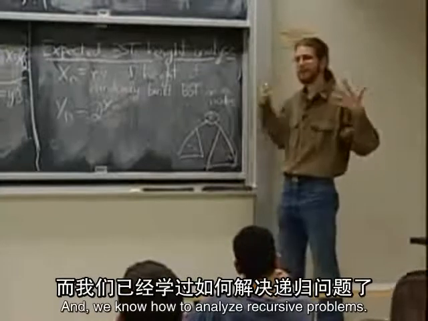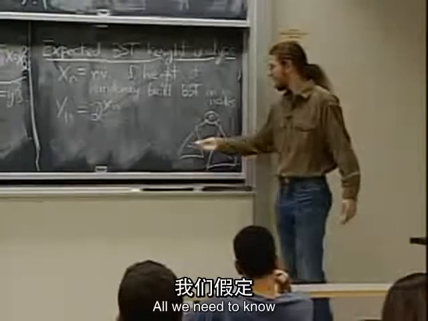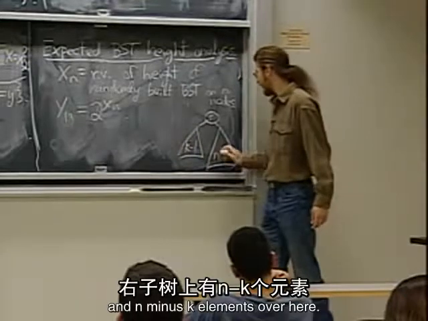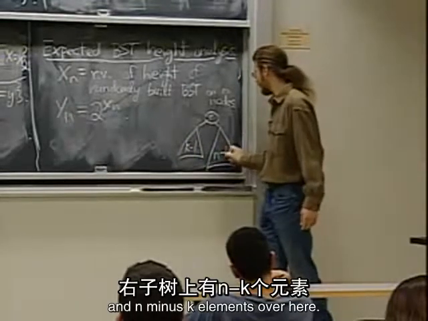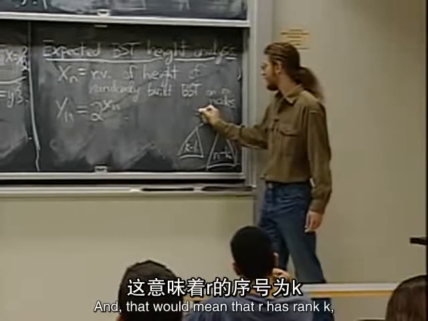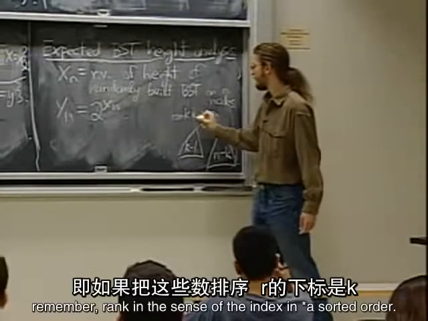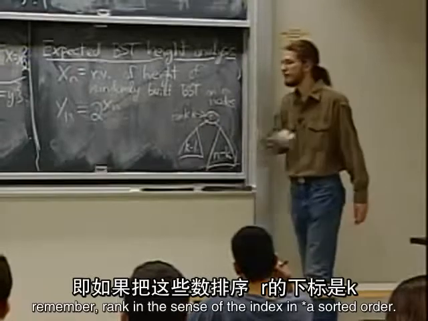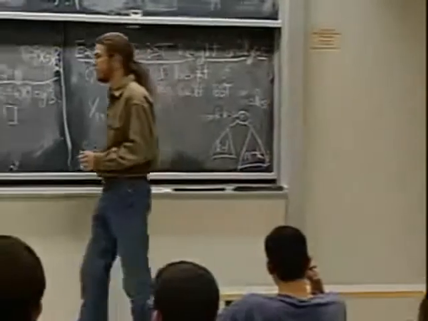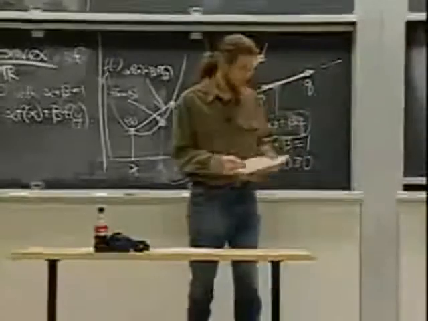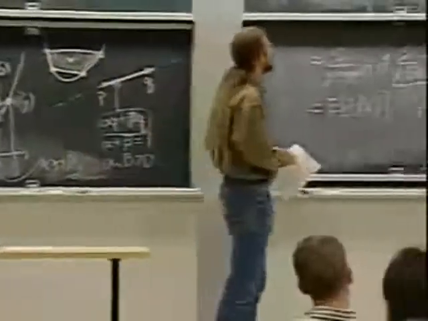And we know how to analyze recursive problems. All you need to know is that there are k minus 1 elements over here and n minus k elements over here. And that would mean that r has rank k. Remember, rank in the sense of the index in the sorted order.